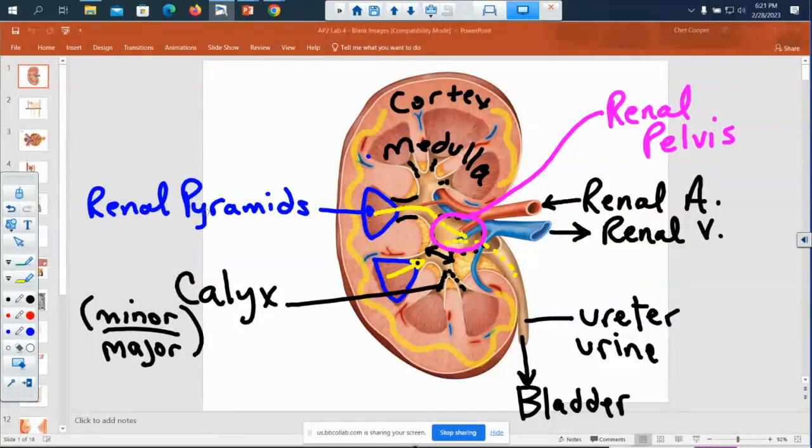And so the calyces, the renal pelvis, and the ureter, they carry the urine out of the kidney.